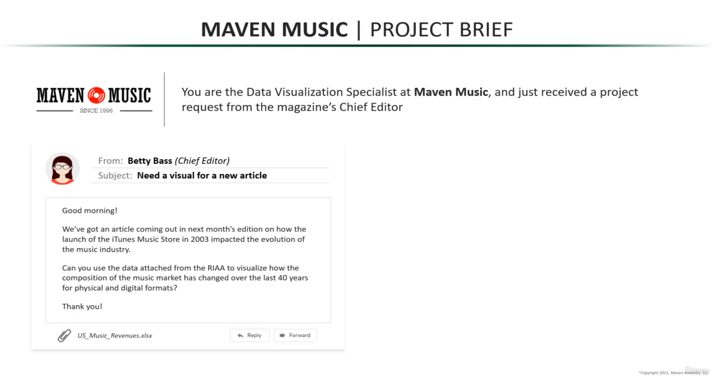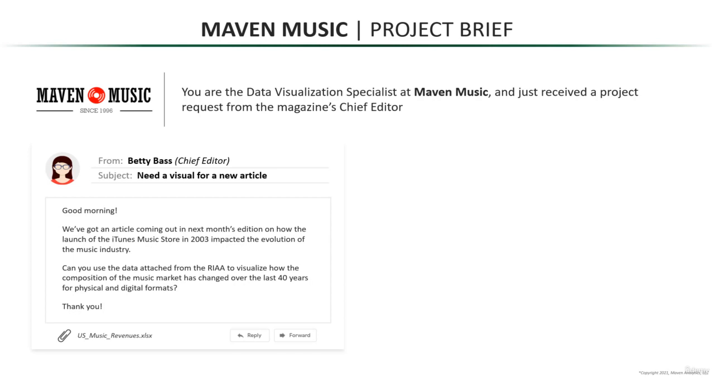So it looks like we've got this email right here from Betty Bass, who needs a visual for a new article. And it reads, "Good morning. We've got an article coming out in next month's edition on how the launch of the iTunes Music Store in 2003 impacted the evolution of the music industry. Can you use the data attached from the RIAA to visualize how the composition of the music market has changed over the last 40 years for physical and digital formats?"